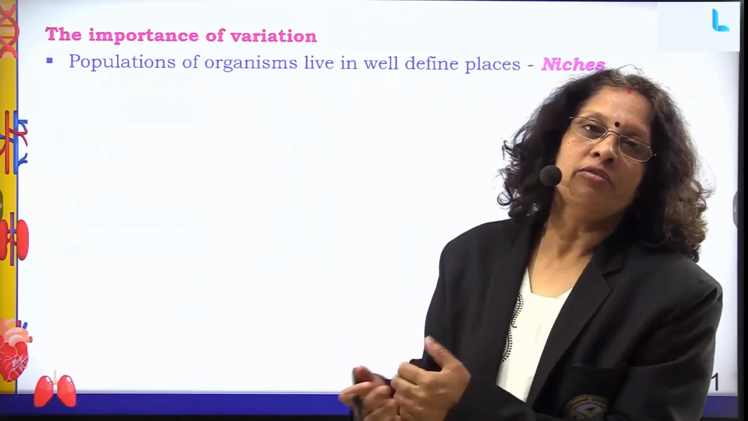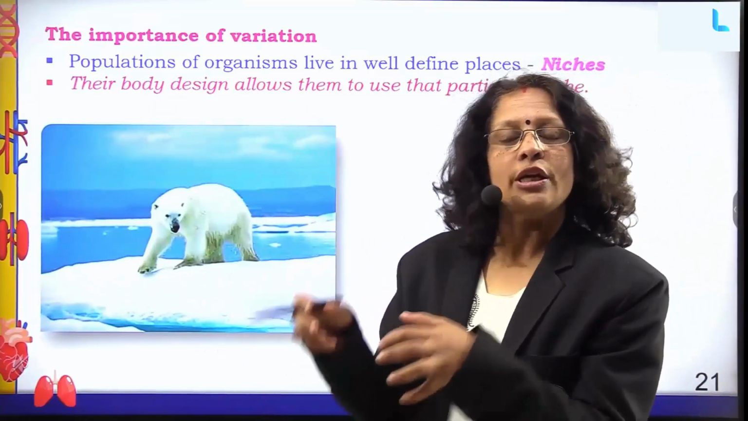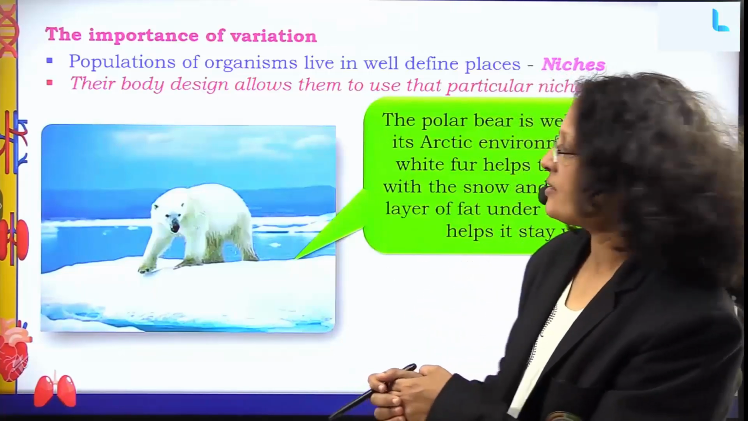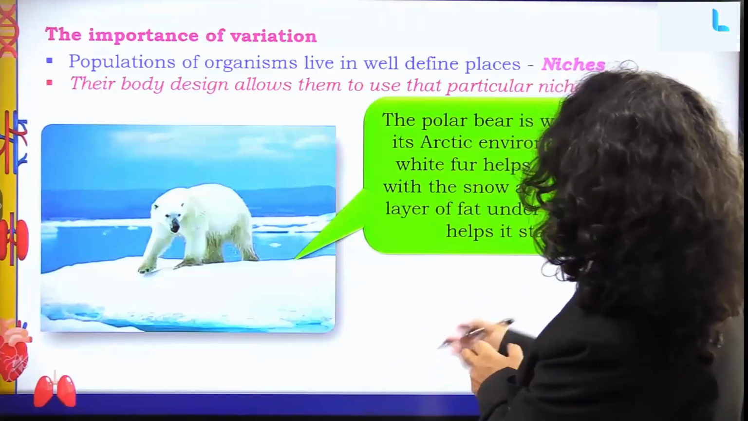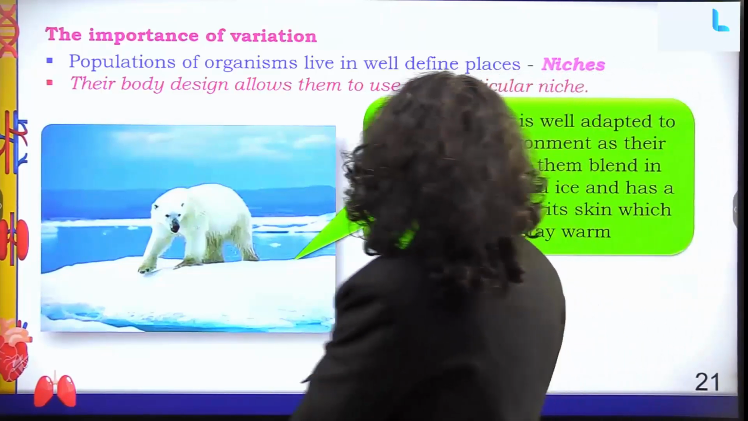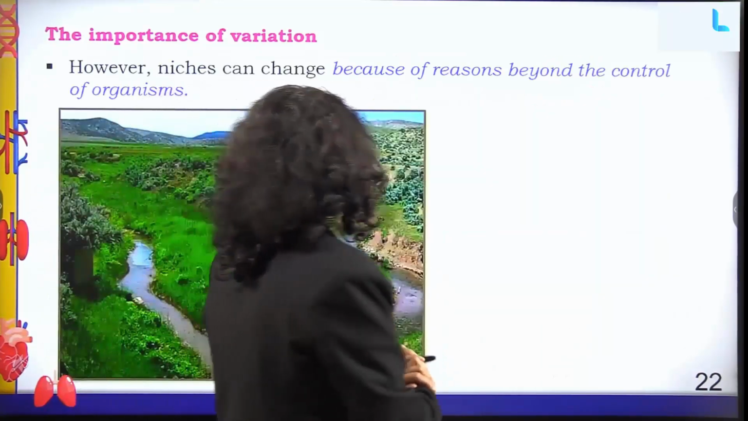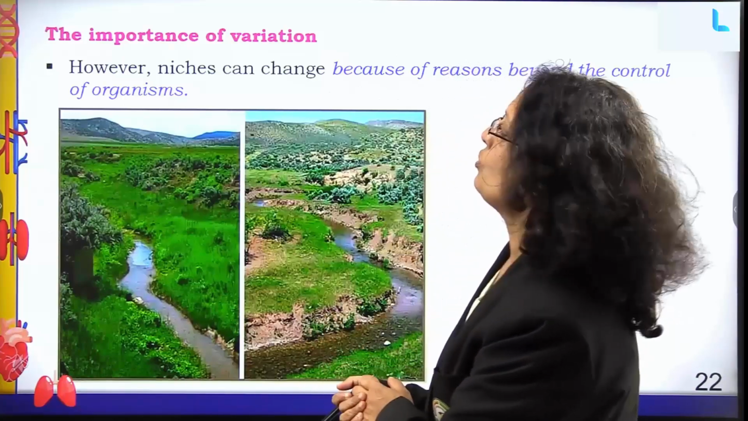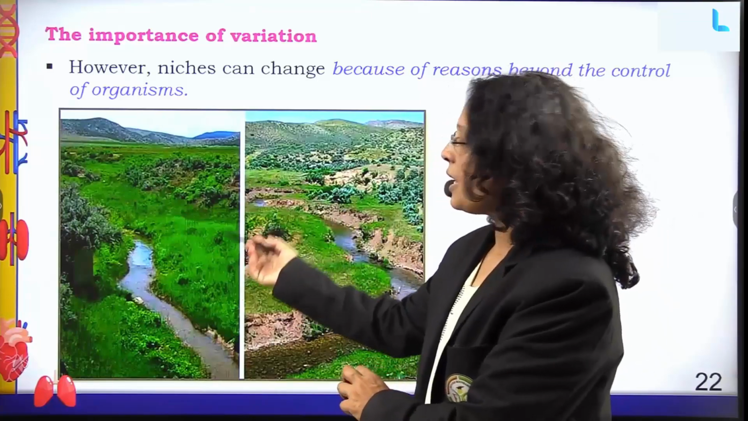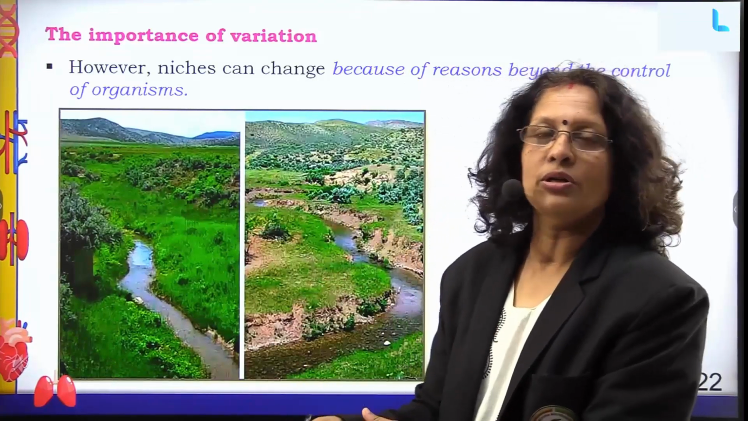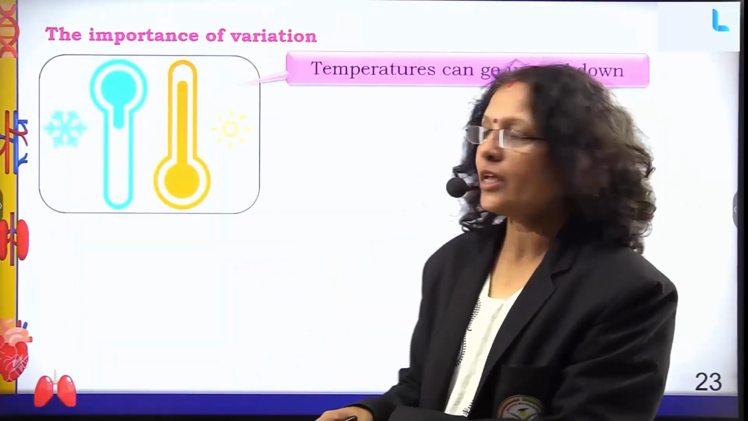So they can live in well-defined places. Like the polar bear exists only in snow-clad areas, cold countries, because its body is designed that way. The polar bear is well adapted to the Arctic environment, as its white fur helps it blend in with the snow and ice, and it has that kind of sustainability towards it. Then we can see the water bodies and the plants. Some plants are near the water body only, some are desert plants, and some are found only in plains, as you would have seen.